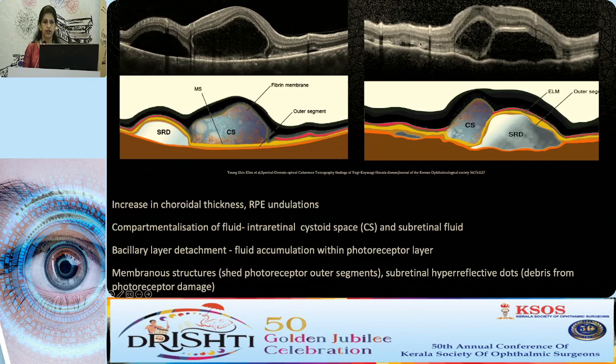worse vision. Compartmentalization of fluid in the subretinal space and in the intraretinal space is characteristic, and the bacillary layer detachment, that is fluid accumulation within the photoreceptor layer, is a feature. Then you have membranous structures which are shed photoreceptor outer segments and subretinal hyperreflective dots which result from photoreceptor damage. So that is in a nutshell about the newer things.